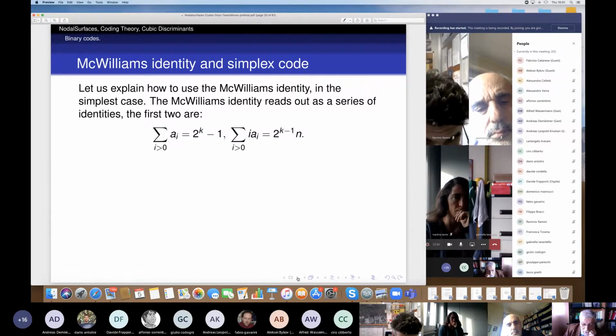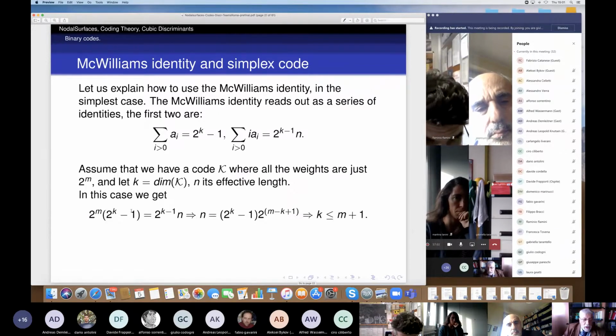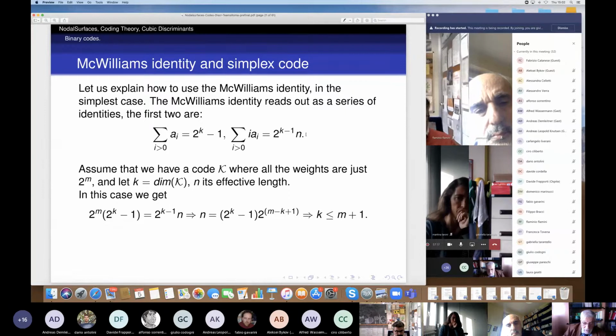So we just use this. Now, assume that we have a code where all the weights are just a power of 2. Let K be the dimension of the code and M its effective length. Now, from the second MacWilliams identity, we have only one weight, 2 to the M, for all vectors except 0.